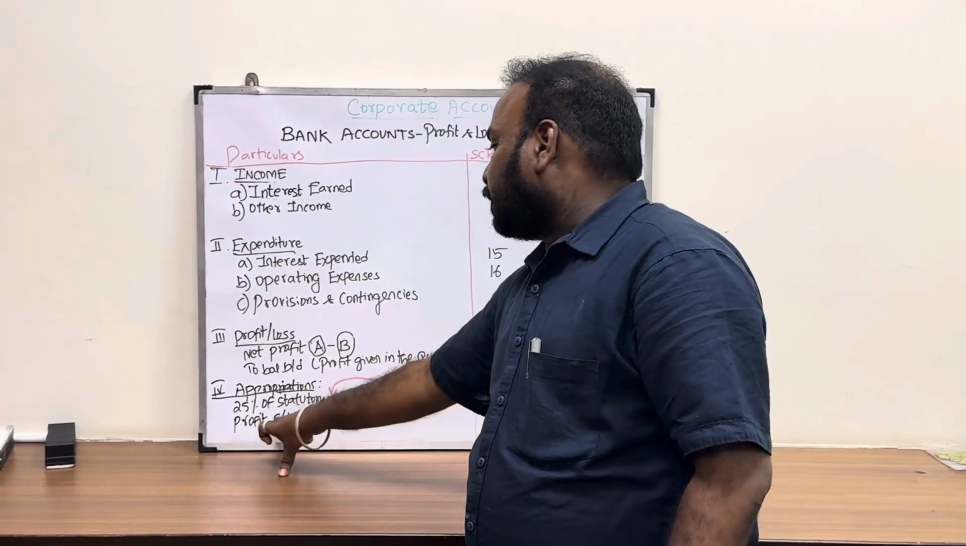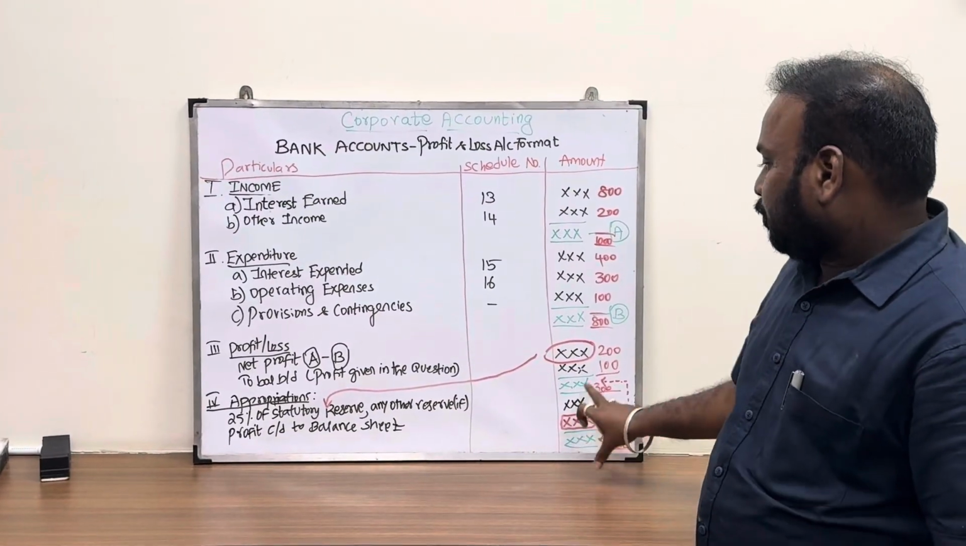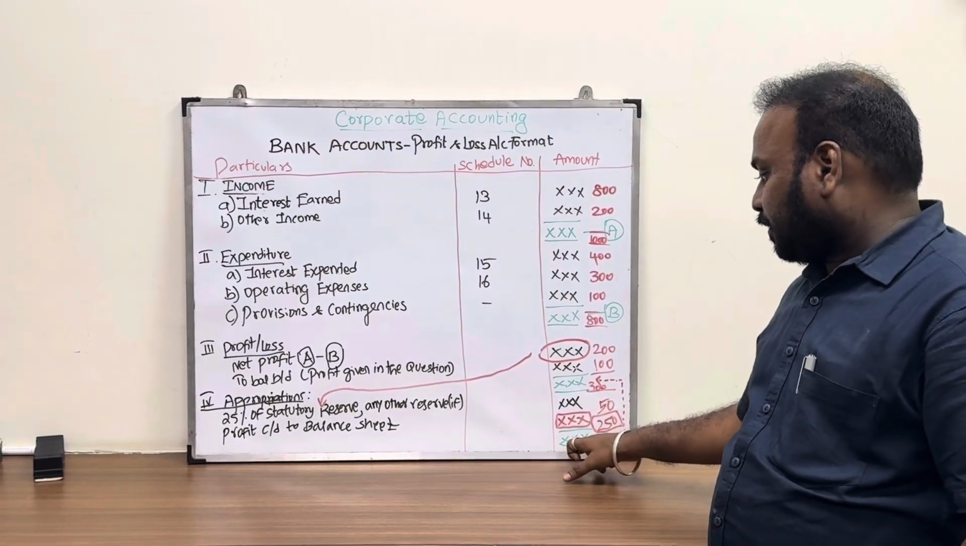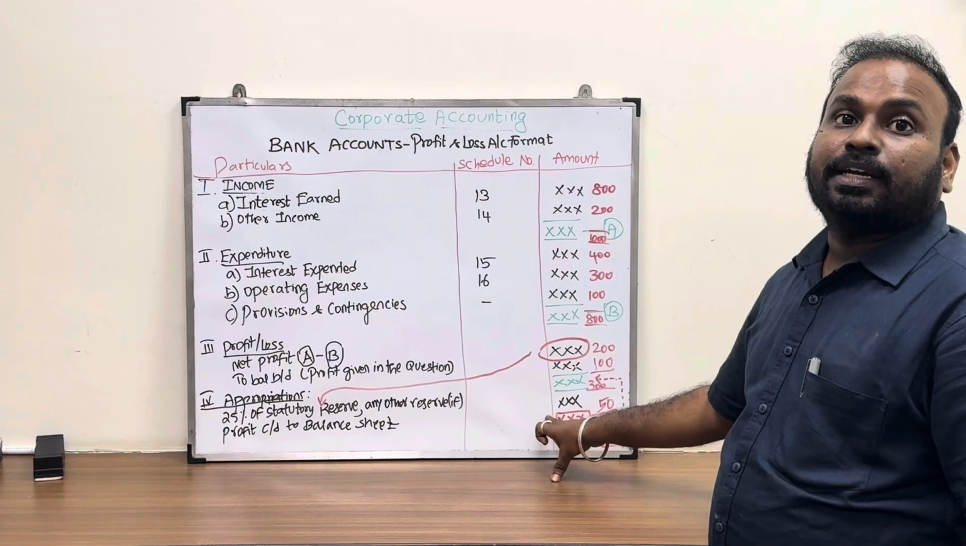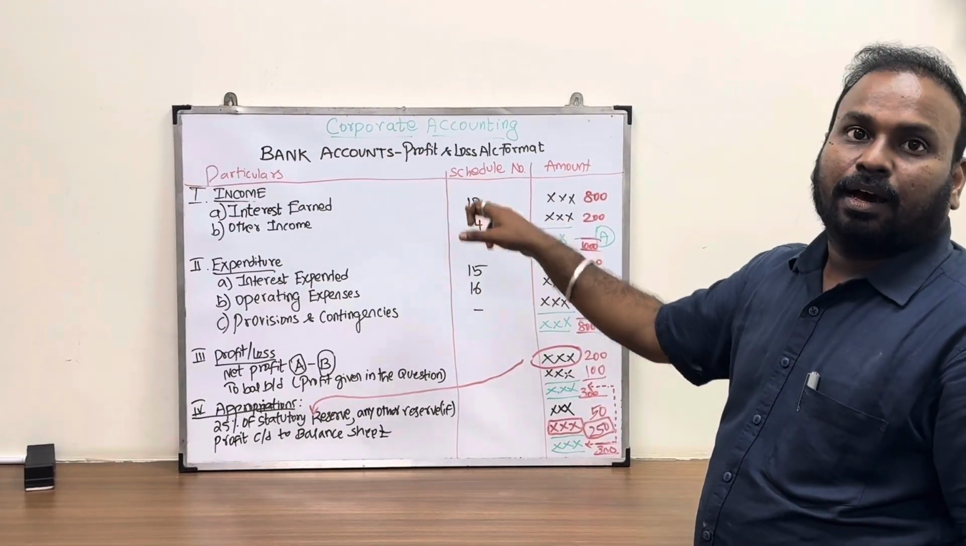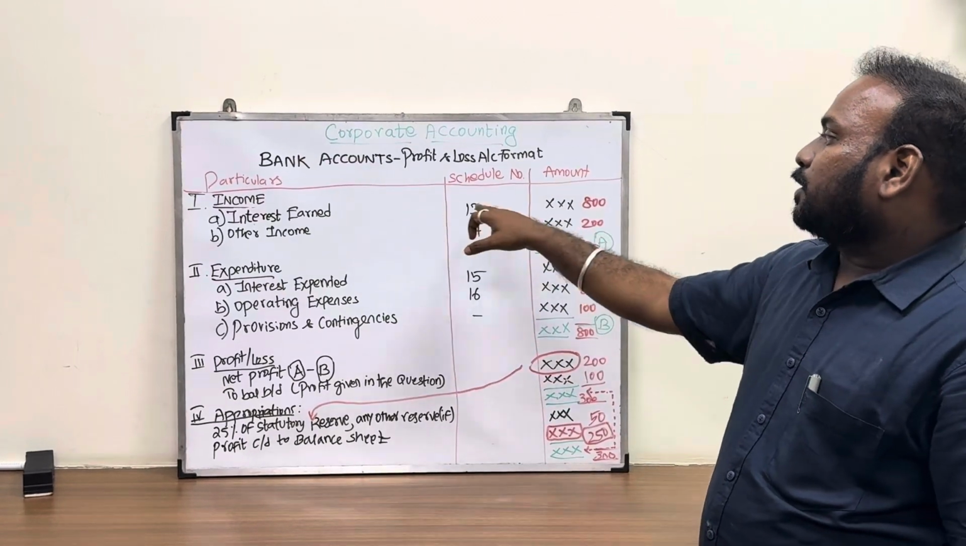Now profit carried down to balance sheet. So from the net profit we will calculate the revenue reserve. Now this minus this will become profit carried down to balance sheet. Now I have also illustrated the format with amounts. So that is schedule number 3.